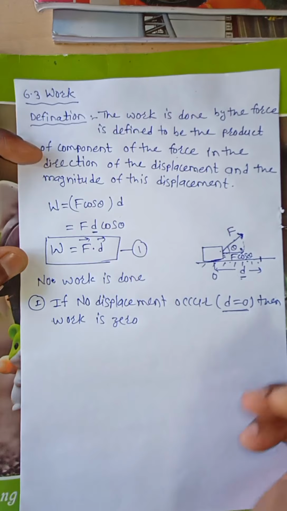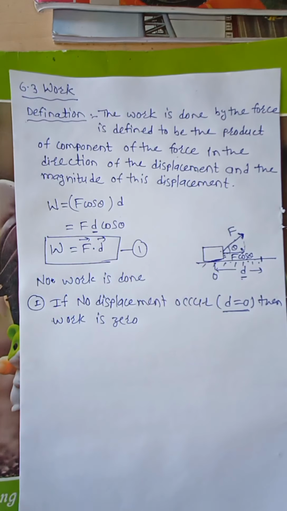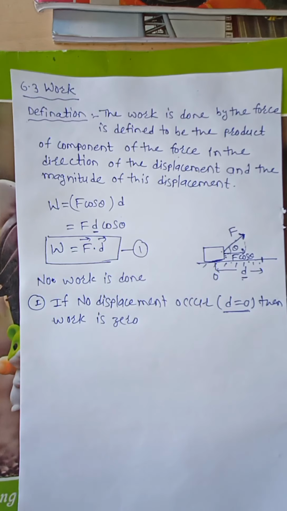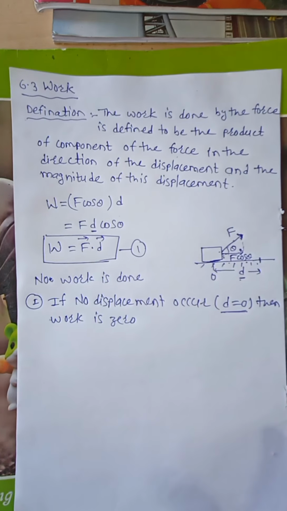If displacement is zero, there will be no work, which means work done is equal to zero. Now suppose you take one example. If you apply a strong force on a wall but the wall can't be displaced, in that case the work done is zero.